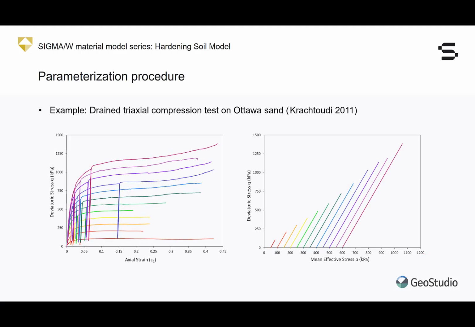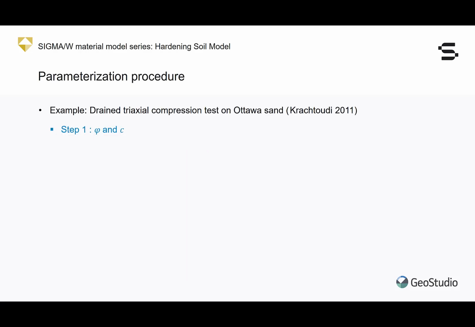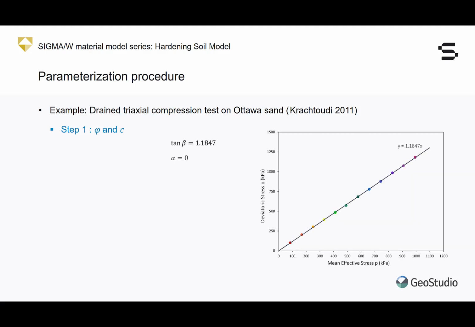To demonstrate the parameterization procedure, we are going to consider 12 drained triaxial compression tests on Ottawa sand. These tests were performed at different confining pressures ranging from 50 to 600 kilopascals. The effective friction angle and the cohesion of the soil are calculated from the first step of the parameterization procedure. The deviatoric compression stress in 12 triaxial tests continued until failure was achieved.